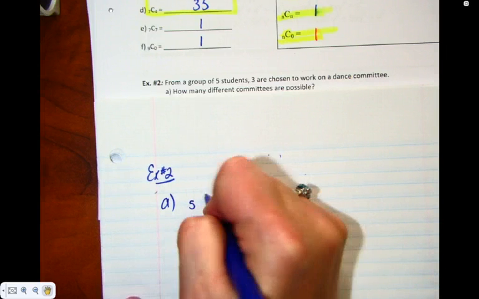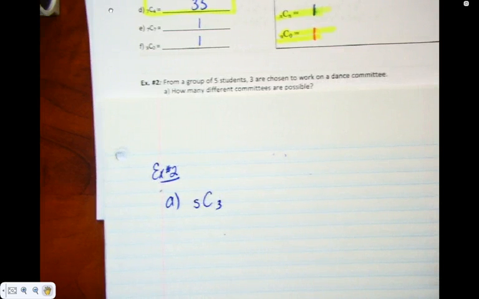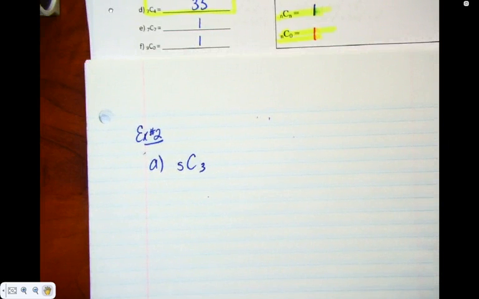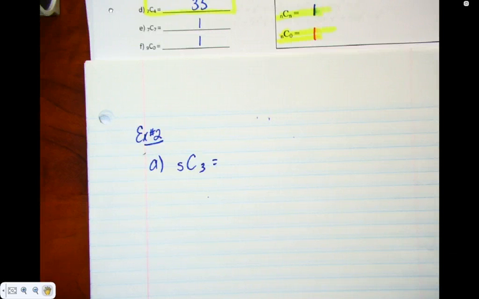You just need to figure out your N and your R. How many people do we have? And how many of them do we want to choose? 3. That's it, 5C3. Now let's say this was a non-calculator question. How would you do this without your calc? Well, you go back to the formula. What's the n choose r formula?